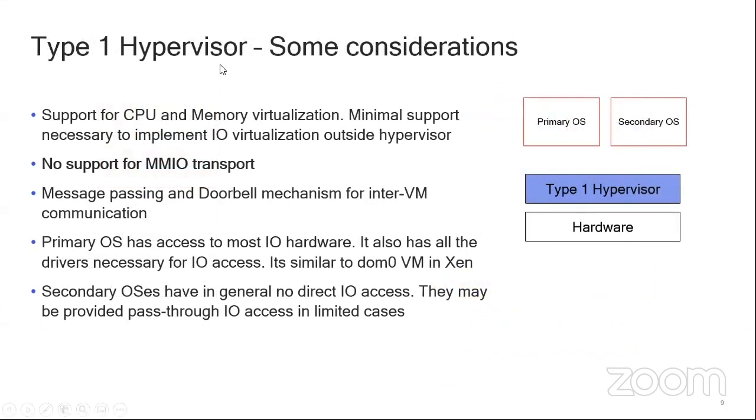These are some considerations of the hypervisor that we were dealing with. I summarized some of them. The key thing is there's no support for MMIO transport. For communication between VMs, there is a provision for some message passing API and a doorbell mechanism so that you can send interrupts between the two VMs. The primary OS is like Dom0. It has access to most of the I/O hardware and has all the required I/O drivers. In most cases, secondary OSes do not have access to any I/O hardware directly. So they'll have to go through the I/O drivers in the primary OS via something like Virtio.